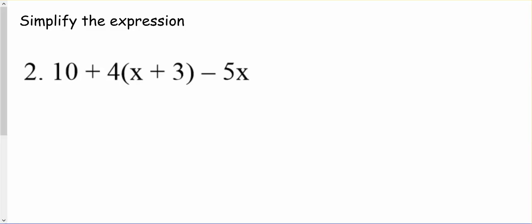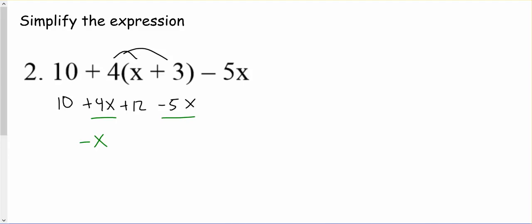Simplifying the expression, we're going to need to distribute: 10 plus 4x plus 12 minus 5x. Now we're going to combine like terms. 4x minus 5x makes negative x, and 10 and 12 combine to make 22.